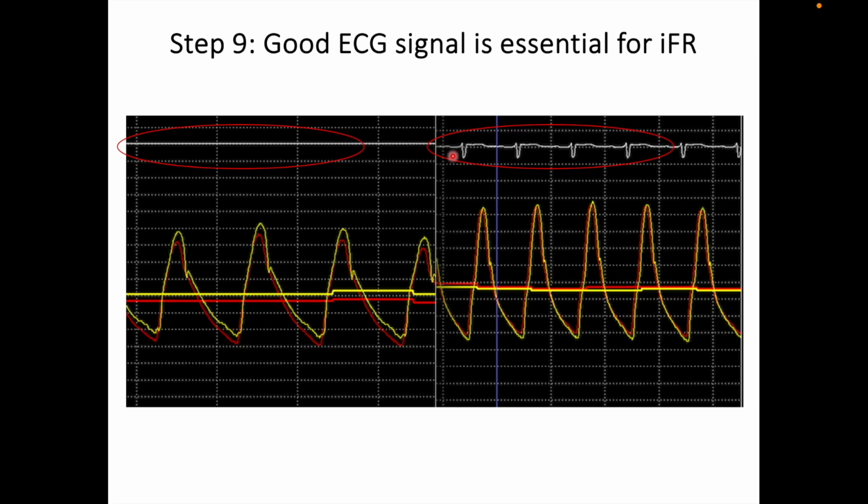So good ECG signal is essential for iFR. We know that iFR requires calculating the readings of the wave-free ratio during the diastolic phase. That is only possible to calculate with the artificial intelligence software fed into the machine if there is a good ECG signal. So FFR is not dependent on ECG, but iFR is dependent on ECG. You've got to have a good ECG signal on the iFR machine.